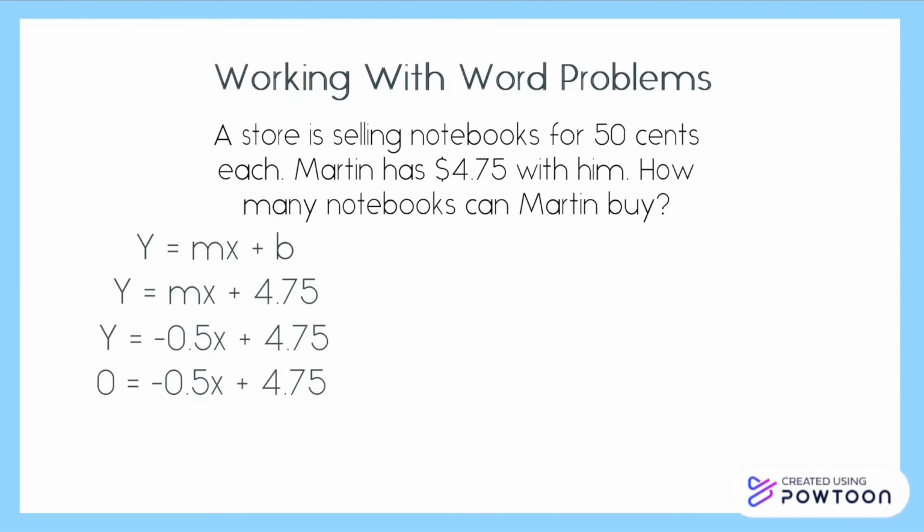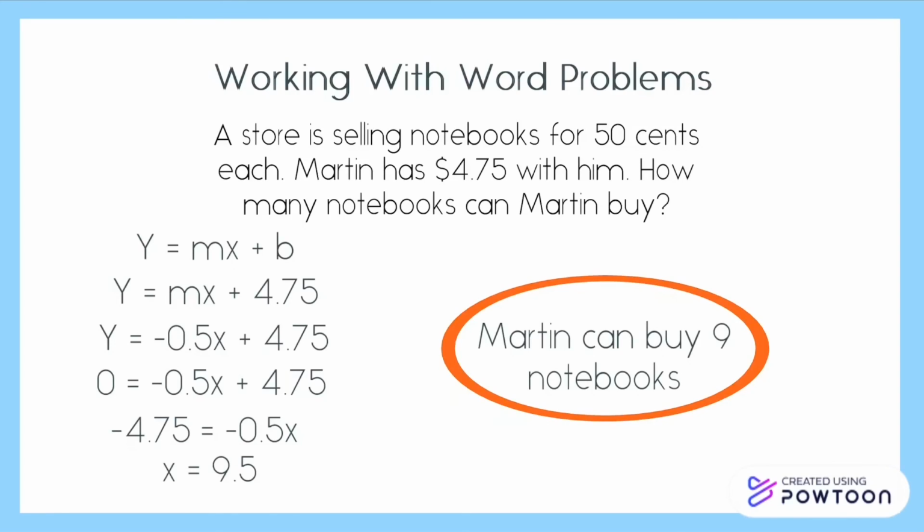To solve algebraically, we should first subtract 4.75 from both sides of the equation, giving us negative 4.75 equals negative 0.5x. This makes sure we just have the variable and its coefficient on one side of the equation. And then we can divide both sides of the equation by negative 0.5, giving us x equals 9.5. Since you can't buy half a notebook, let's round it down to 9. So we found that Martin can buy 9 notebooks.